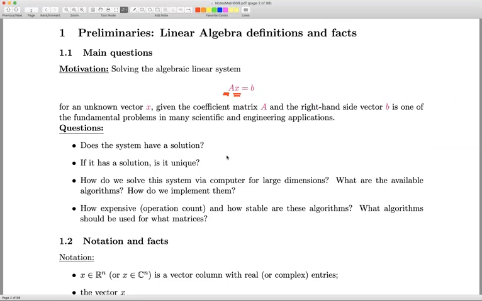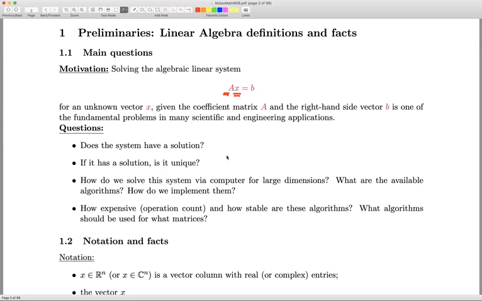In the case that the linear system has a unique solution, we have to answer the question, how can we solve this system via a computer in case the dimension of the unknown vector is very large? Because what happens in applications is that the problem that one needs to solve culminates in the need to solve a linear system for a very large unknown vector, for an unknown vector that is in a very high dimension.